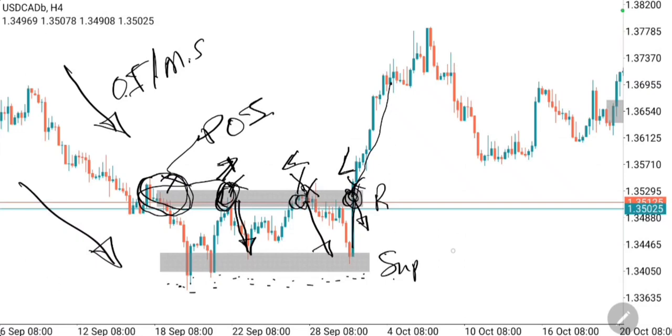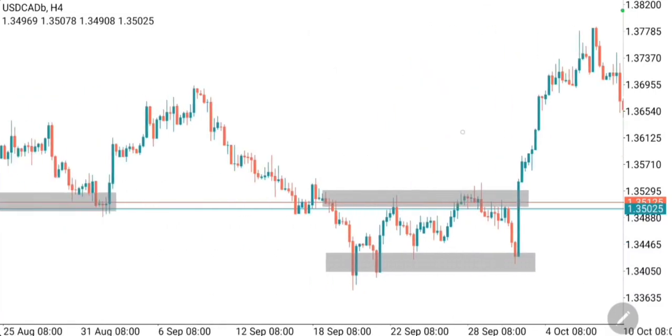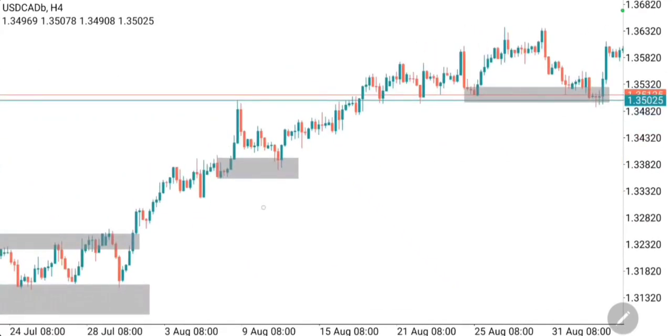So we trade fresh and unmitigated. Unmitigated means price has not come to that zone to trade from it. Okay, fresh unmitigated zones. That is what we trade. That's what we look at trading. So that's what you should be trading from. All right. So you can see this is a drop base rally zone, and the market came here and it was mitigated. Beautiful zone. All right. So here as well.